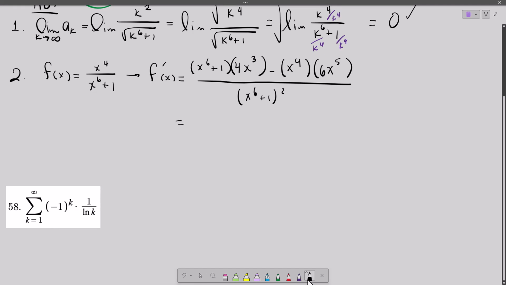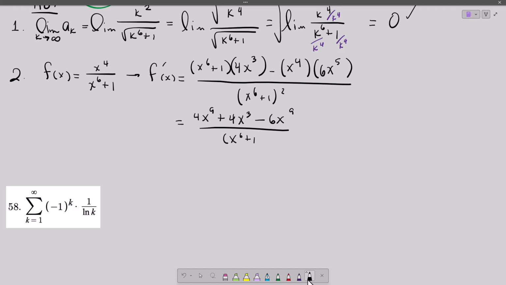In the numerator, if we distribute here, we have 4x to the 9 plus 4x cubed minus 6x to the 9 over x to the 6 plus 1 quantity squared. Okay, we have some like terms. We have negative 2x to the 9 plus 4x cubed, all divided by x to the 6 plus 1 quantity squared.